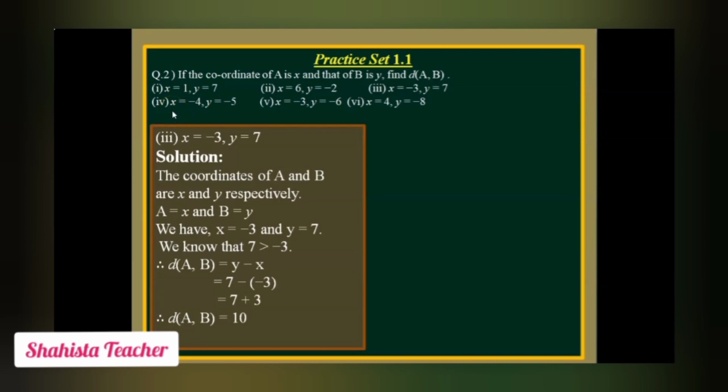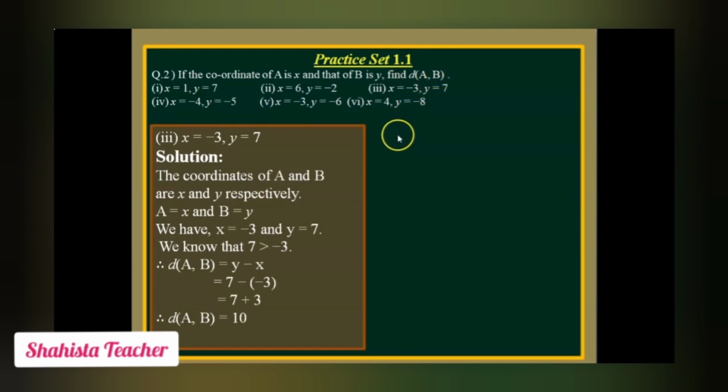Sub question 4: x is equal to minus 4 and y is equal to minus 5. Now here both values are negative. x is negative as well as y is also negative. x is -4 and y is -5. Now here we have to find the same thing, the distance of A comma B.